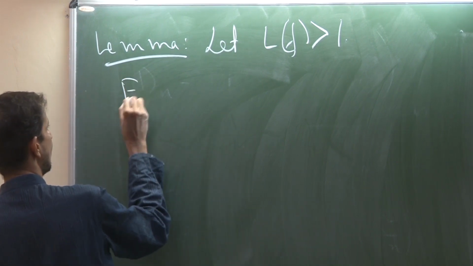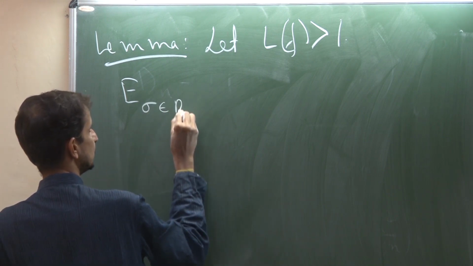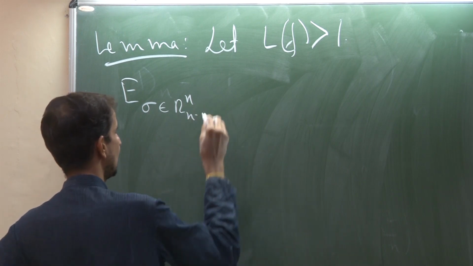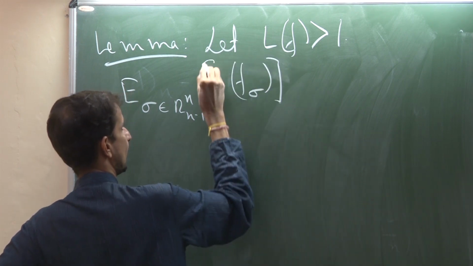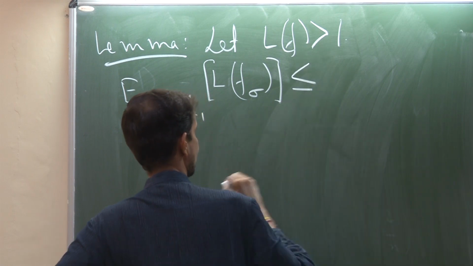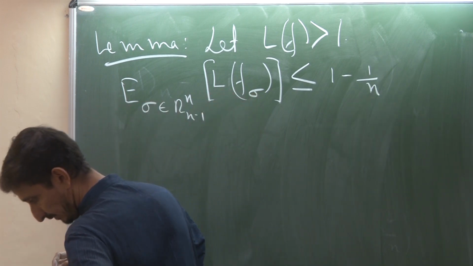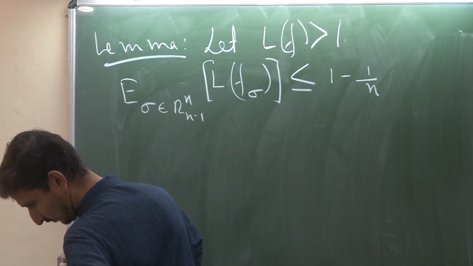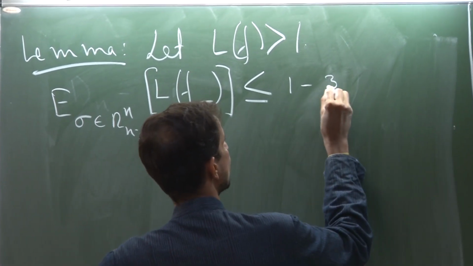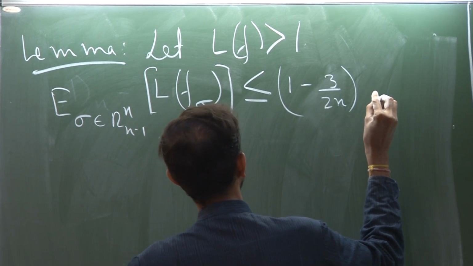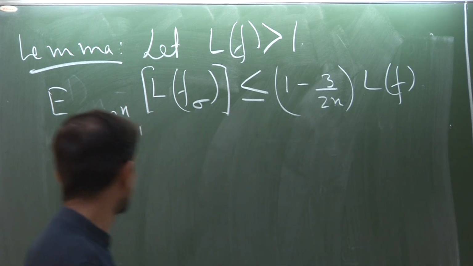Then the expectation over sigma uniformly chosen from R n n minus 1 of L of f sigma is at most 1 minus 3/2 of n times L of f. Let us try to prove this result.